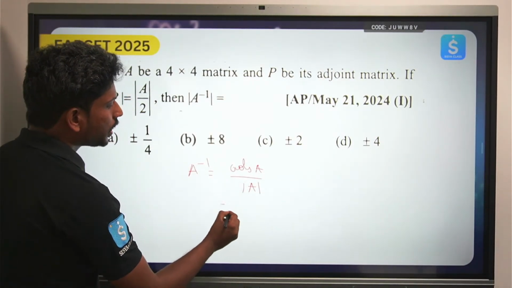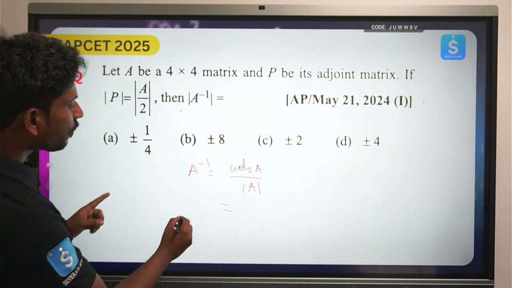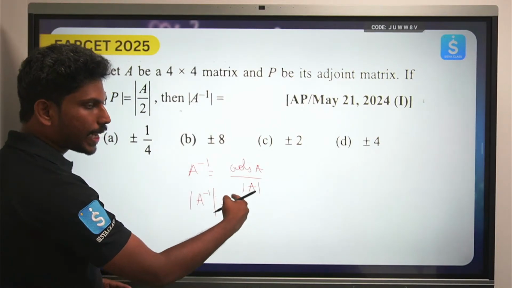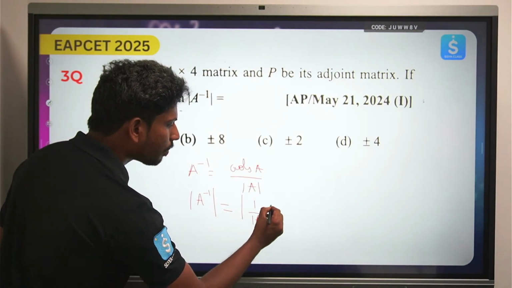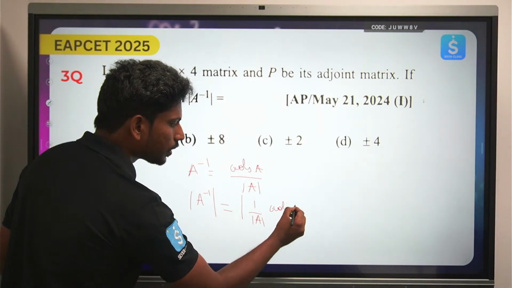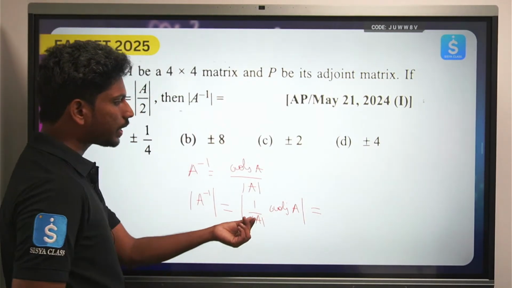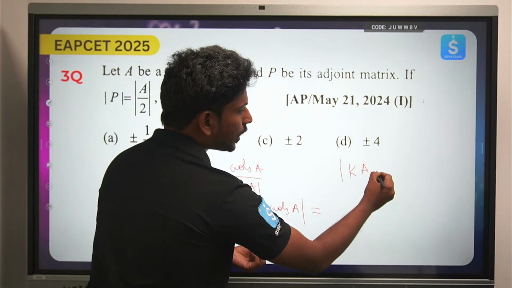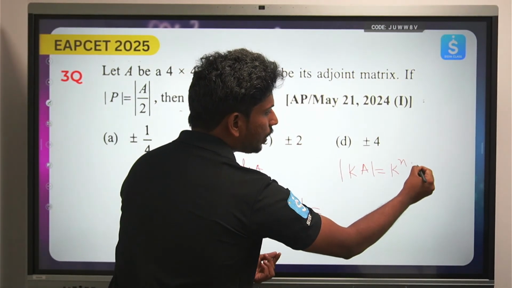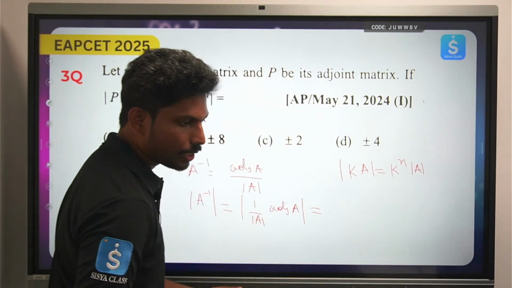Okay, so here he's asking what is det of A inverse. Here det A is a value. So a value times a matrix, how does this behave? I discussed in the morning class, det of kA is nothing but k to the power n into det A.